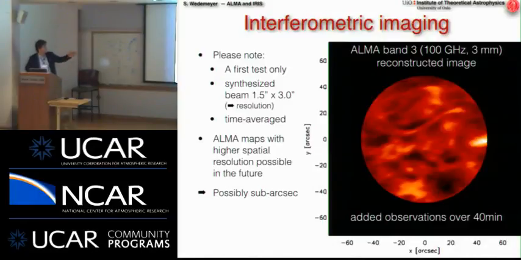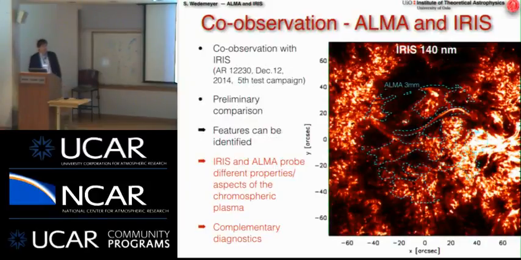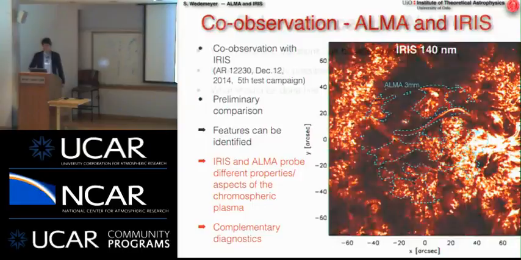The simplified beam here is elliptical, very funny in this one. So it's 1.5 to 3 arc seconds, and it's time averaged. That means in the future, with the full capability, we could probably expect much higher resolution, even below sub-arc second. And this was done simultaneously with IRIS. IRIS is pointing at the same target, the same active region. And I have the ALMA observation here as isocontours. The only thing I really want to show here is that the same features can be identified there. I think it's very exciting when you think that IRIS and ALMA will probe different properties of the chromospheric plasma, and together can give you much more information than IRIS is already doing. So potentially magnetic field information and even the thermal structure, much more directly.